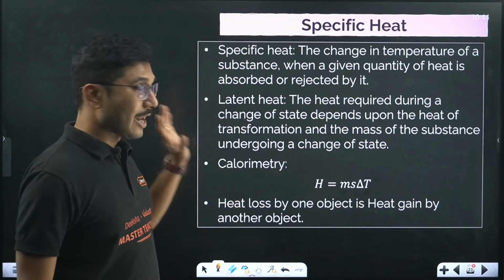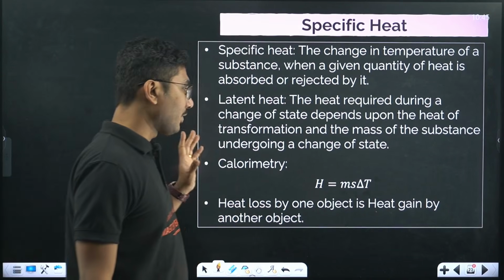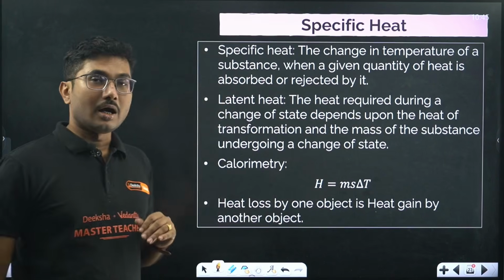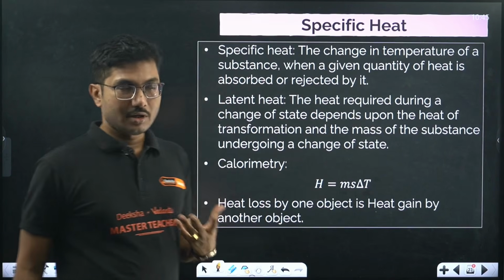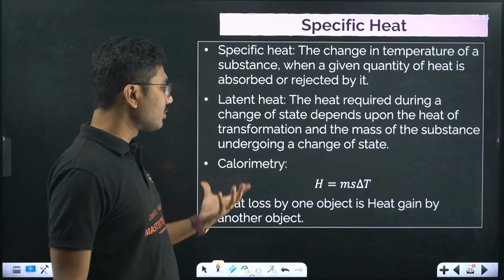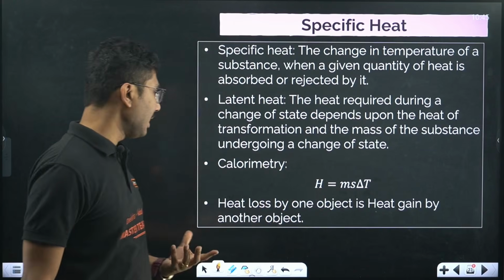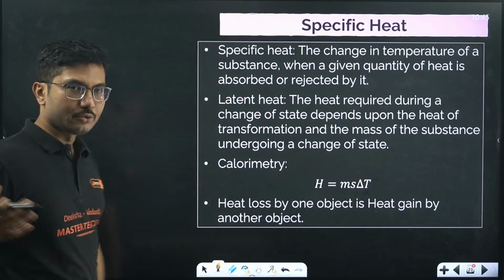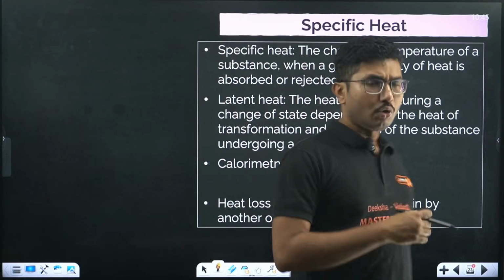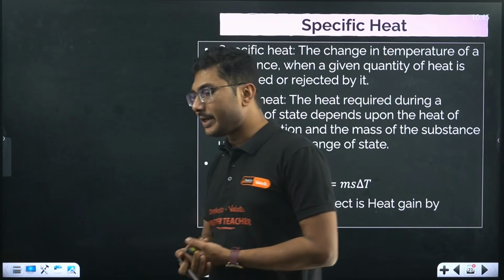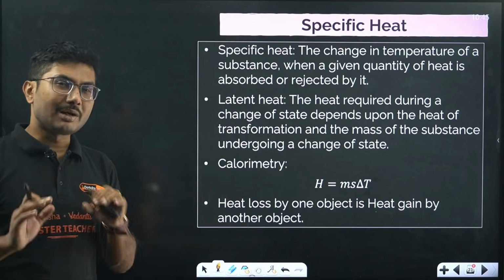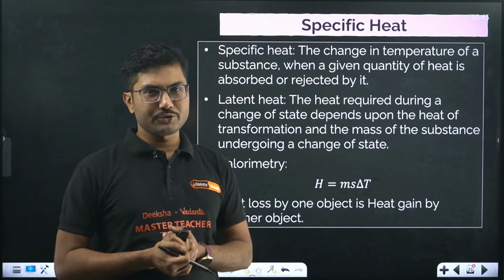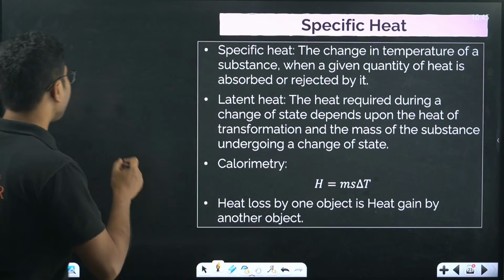Now calorimetry, a very important concept. Calorimetry says that if there is no heat loss, the heat loss by one object is the heat gain by another object. If there is no heat loss into the atmosphere, there are ways to do it. Generally not any equipment is 100% perfect, so some heat actually releases into the atmosphere, but in a controlled environment that is possible.